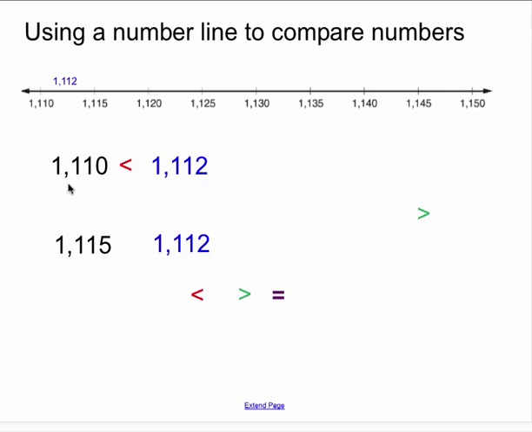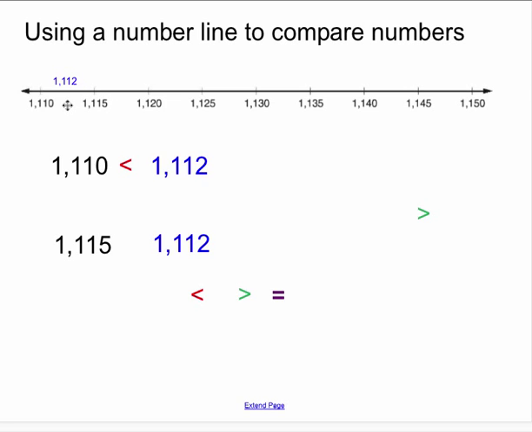But I could also read this the other way. I could say, hey, wait a minute, this 1,110 is less than 1,112. So it depends on how you're looking at the numbers. So if we think about this the other way, if we think about it down here, we've switched it around. So now we're comparing 1,115 to 1,112. So here it is up on the number line. There's my 1,112 and my 1,115.